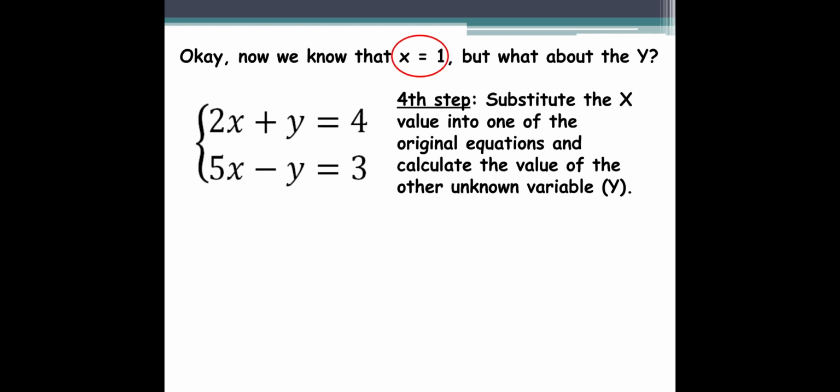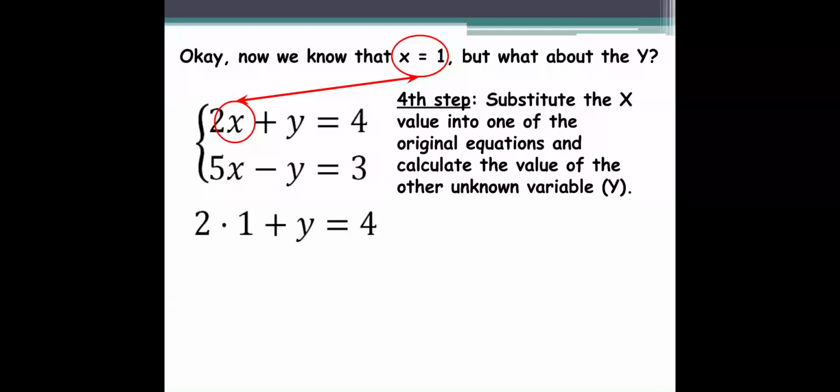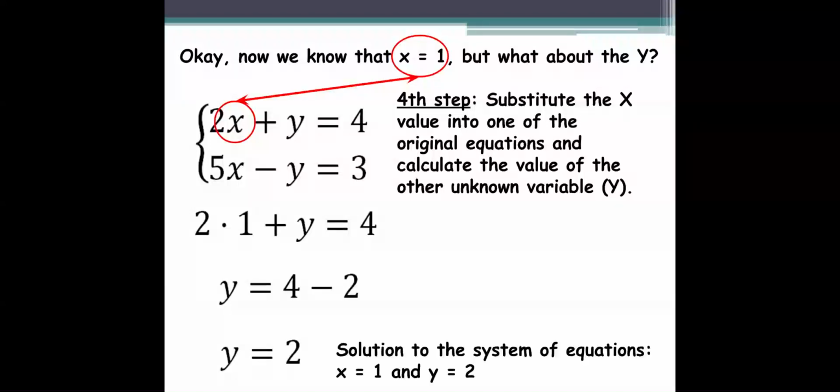So we learned by doing substitution that x equals 1. So now we need to put the number 1 in where the x variable is. You can choose either equation. Let's use the first one. So here we see 2x. We're going to put 2 times 1, since we know the value of x. 2 times 1 plus y equals 4. y equals 4 minus 2. y equals 2.